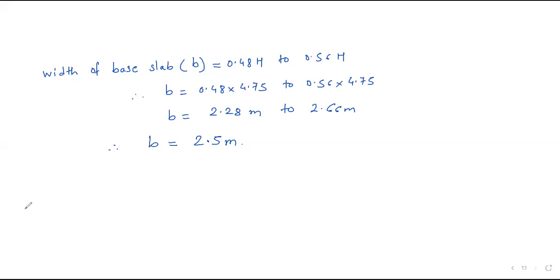So here next is the length of toe slab. The projection which is in front is 0.3 into B, which is equal to 0.3 into 2.5, which is equal to how much?